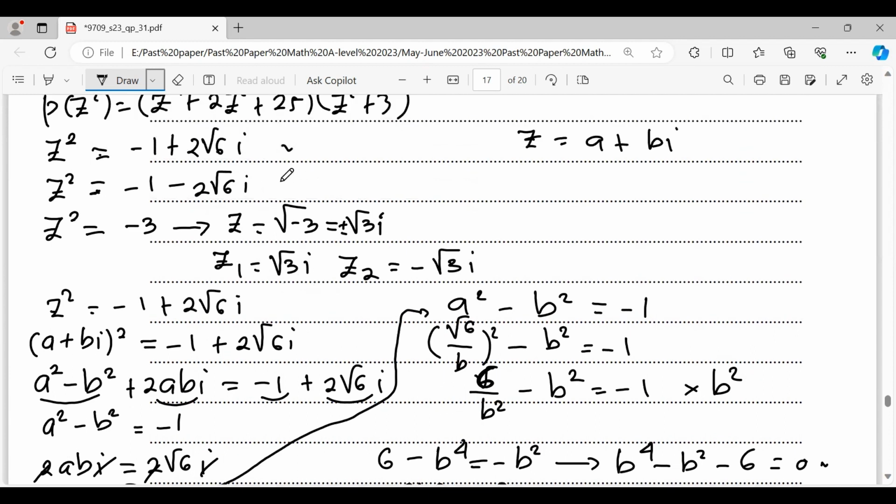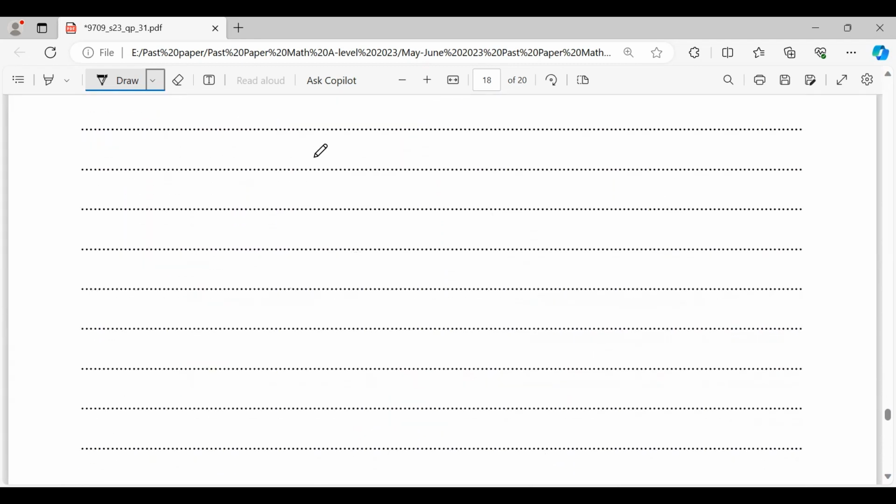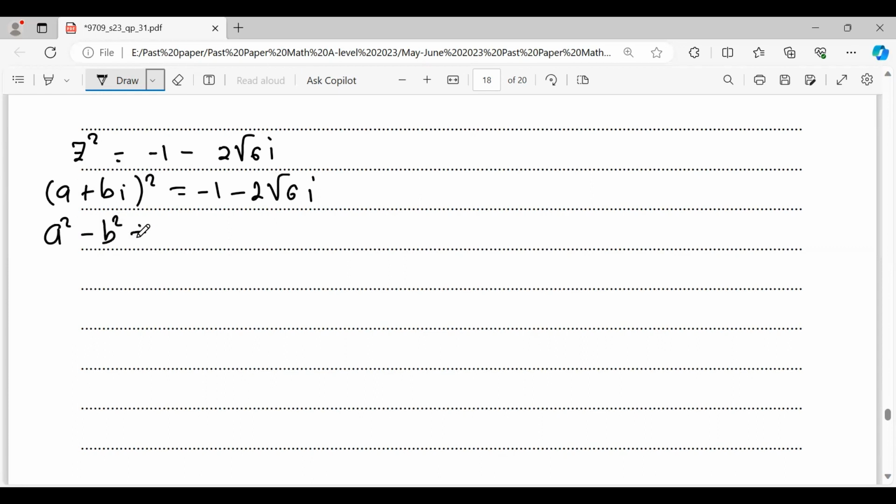Now how about if z squared equals negative 1 minus 2 square root 6 i? If z squared equals negative 1 minus 2 square root 6 i, and z equals a plus bi, then (a plus bi) squared equals negative 1 minus 2 square root 6 i. I'll expand this expression: a squared minus b squared plus 2abi equals negative 1 minus 2 square root 6 i.